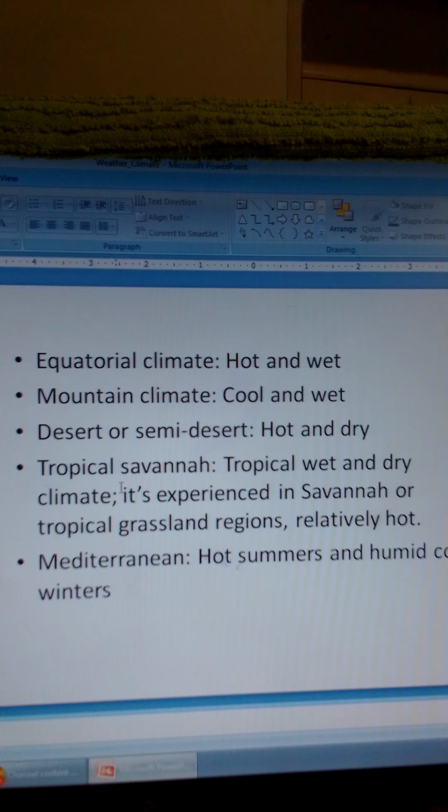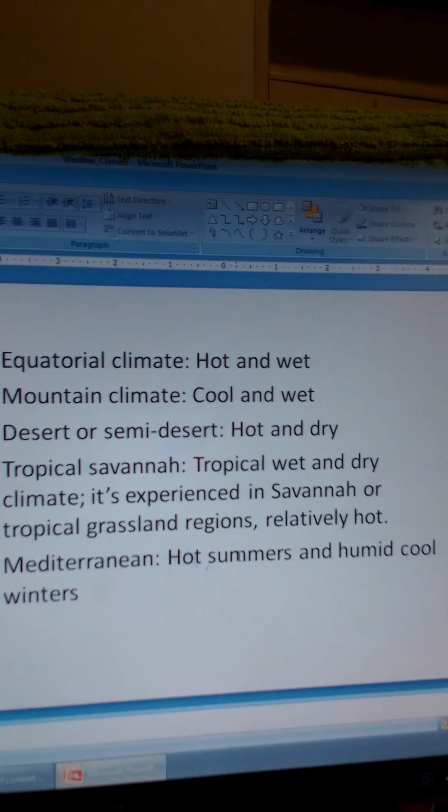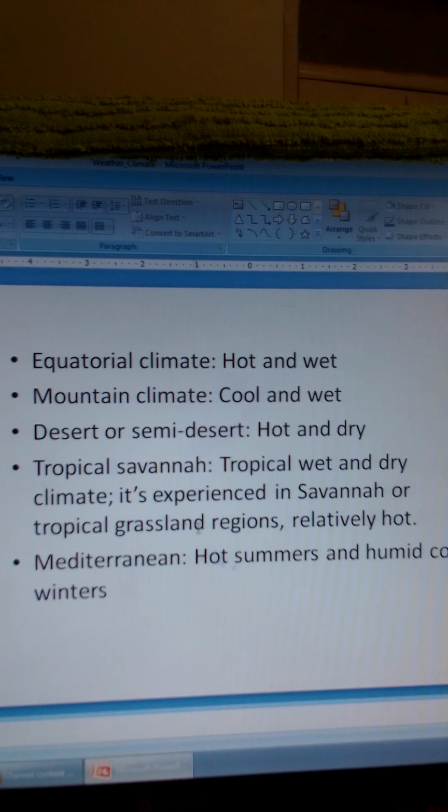Alright? Tropical savanna. Tropical savanna type of climate is a tropical wet and dry climate. So we have the wet and dry climate. It is experienced in savanna or tropical grassland regions, and it is relatively hot. Alright? Now, the Mediterranean type of climate is usually hot. It has hot summers and humid, cool winters.